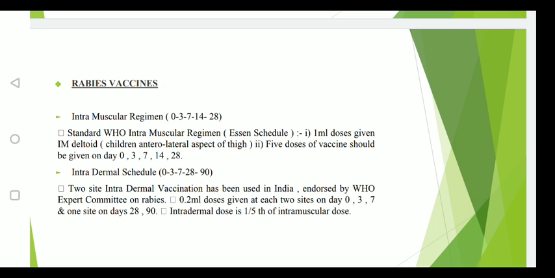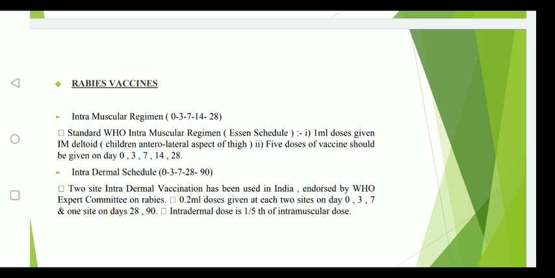5 doses of vaccination should be given on days 0, 3, 7, 14 and 28. So these are the 5 doses given for the intramuscular regimen as per the WHO. The second one is the intradermal schedule, that is days 0, 3, 7, 28 and 90.